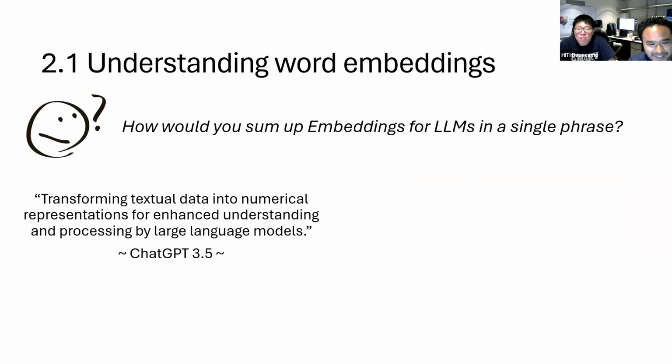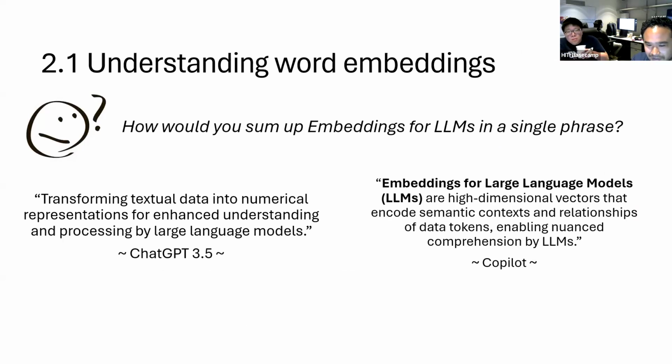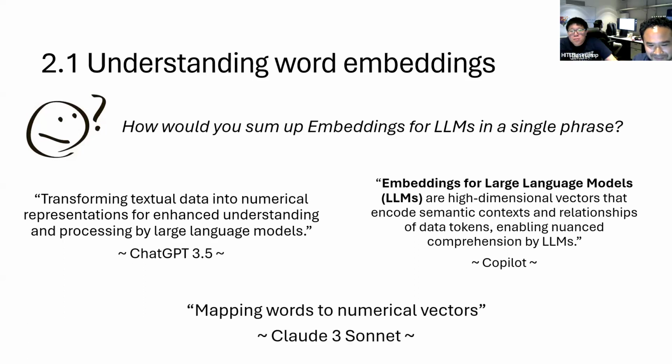ChatGPT says it's transforming textual data into numerical representations for enhanced understanding and processing by large language models. Copilot says embeddings are high-dimensional vectors that encode semantic contexts and relationships of data tokens, enabling nuanced comprehension by LLMs. And the third one is Claude: mapping words to numerical vectors. Very simple. I like Claude. I think Claude wins here.